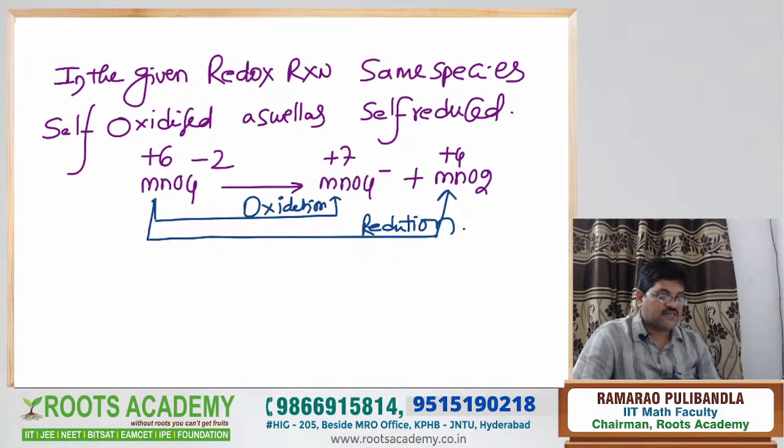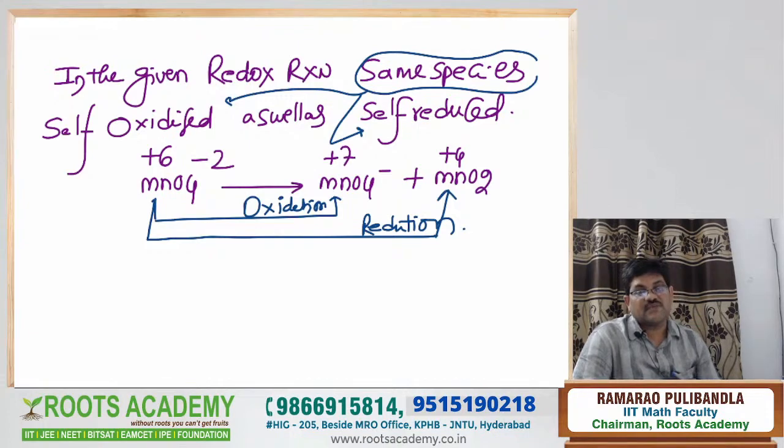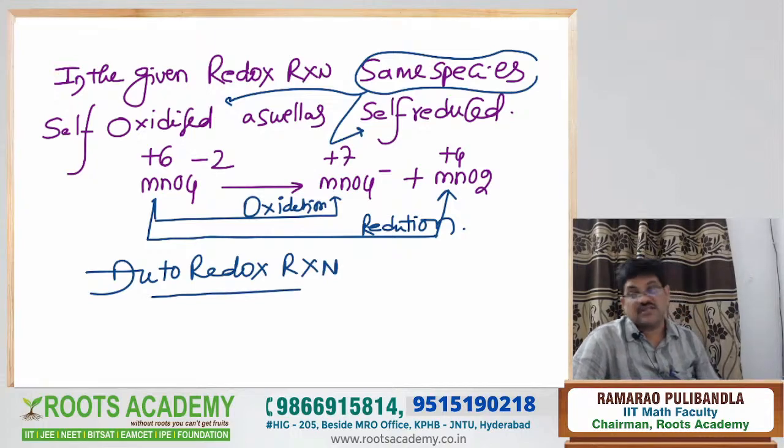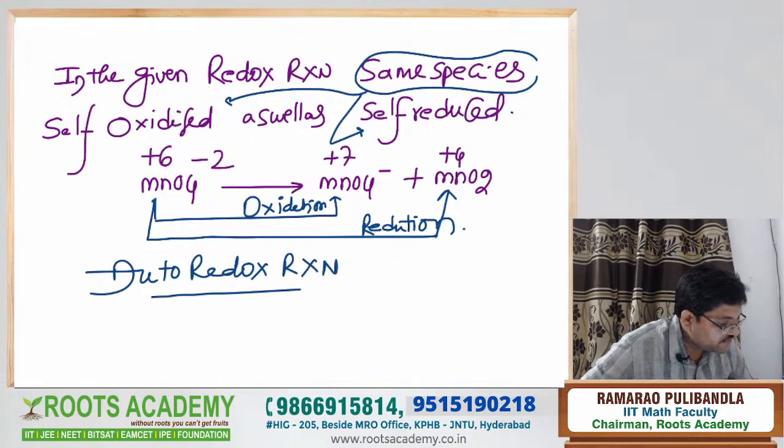So plus 6 becomes plus 7 is called oxidation. Same plus 6 becomes plus 4 is called reduction. Example of what? Disproportional reaction. That means the same species is self-oxidized, self-reduced in the given reaction. That is the meaning of disproportional reaction. Therefore, disproportional reaction is also called auto-redox reaction. What is the meaning of auto? Self-oxidation, self-reduction.